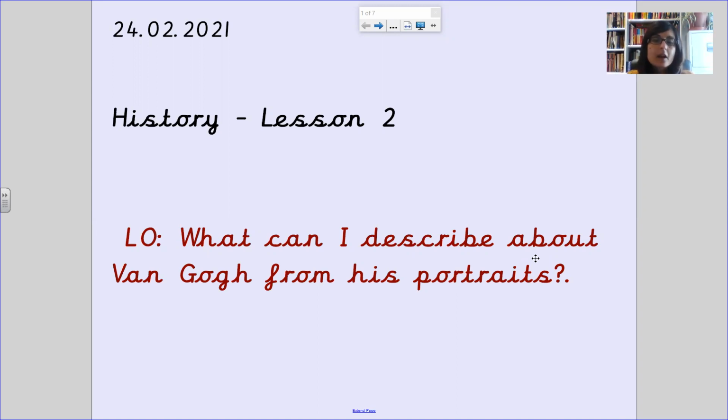Portrait. A portrait is a picture that you draw or you paint of yourself. So if I was going to draw a picture, I'd maybe look in a mirror and then I would draw myself and then I might paint it. So it's a picture that you paint or draw of yourself.